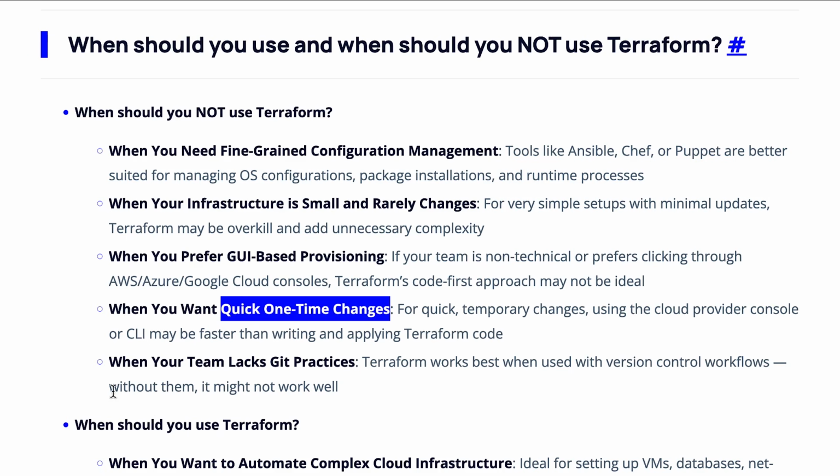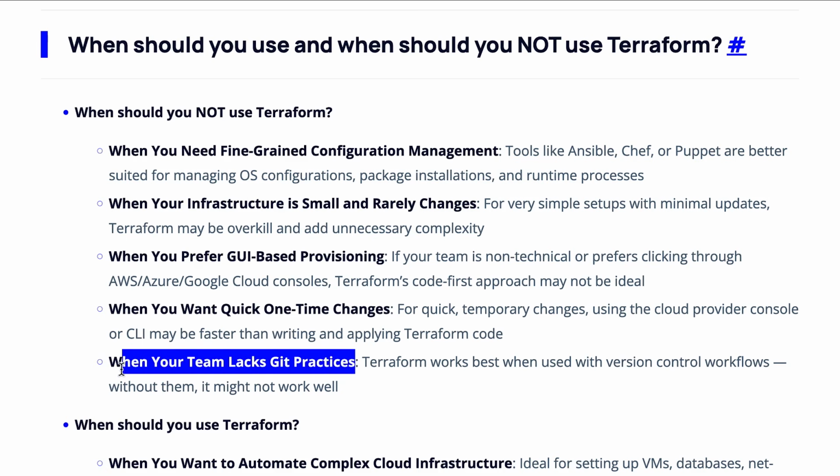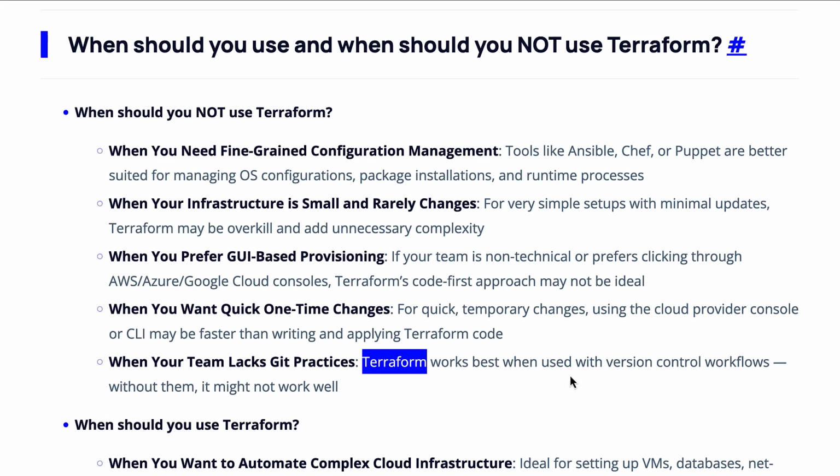The next scenario is when your team lacks Git practices. When you use Terraform, you are using infrastructure as code. You are writing your infrastructure as code and you are using it to provision your infrastructure. And therefore, you need to have proper version control in place around the code you are writing to provision infrastructure. If your team does not want to use version control or Git practices, in that kind of a scenario, it might not be the best tool. Terraform works best when used with version control workflows. Without it, it might not work well. So these are some of the situations where you should not use Terraform.